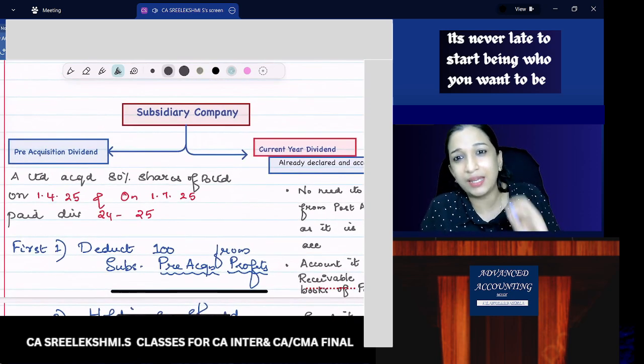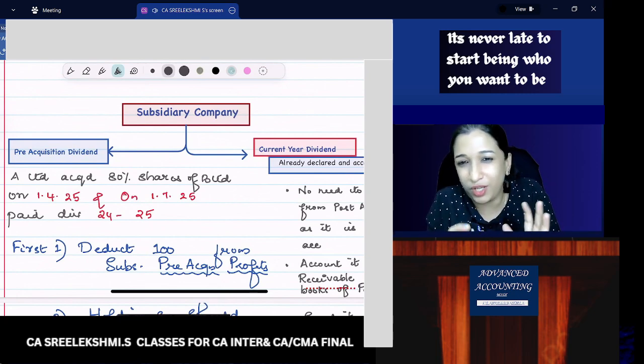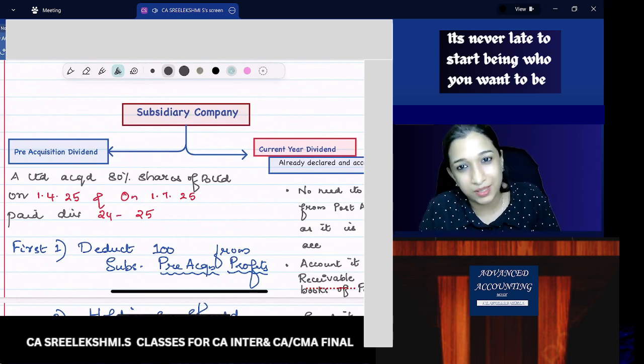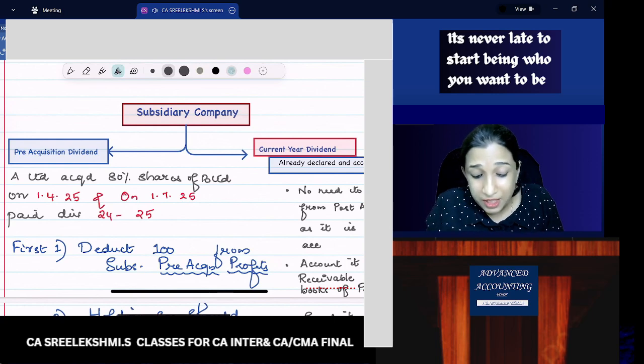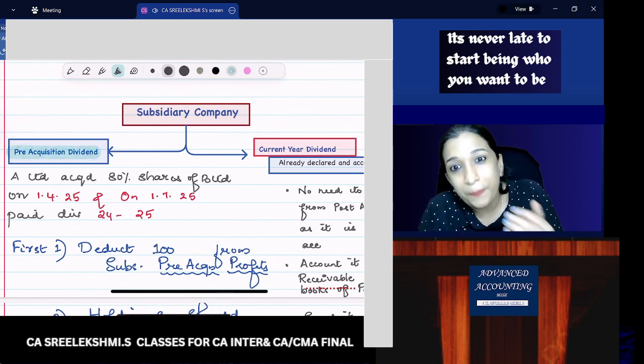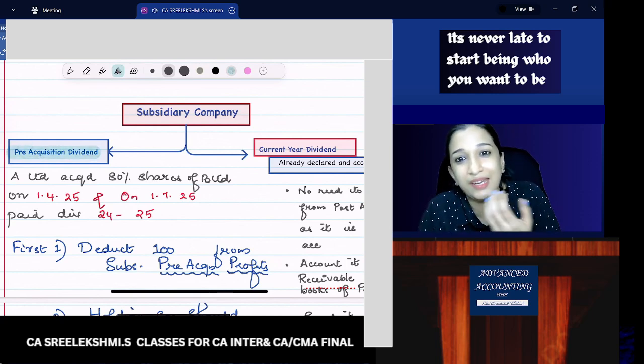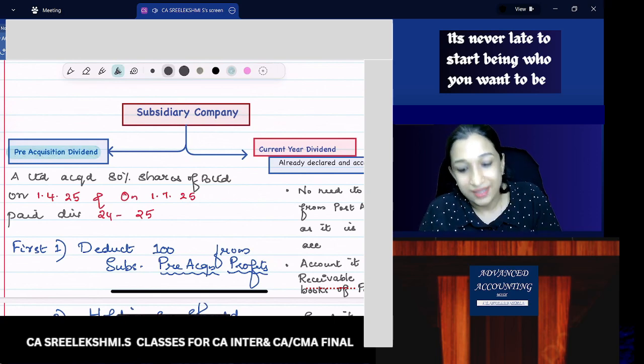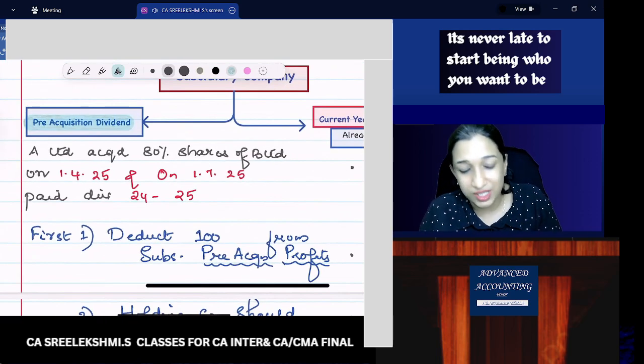See, the subsidiary company's dividend is the hot topic here. What if the subsidiary company has paid a pre-acquisition dividend in the question? This is a very common adjustment.